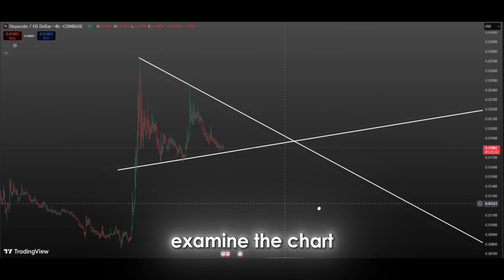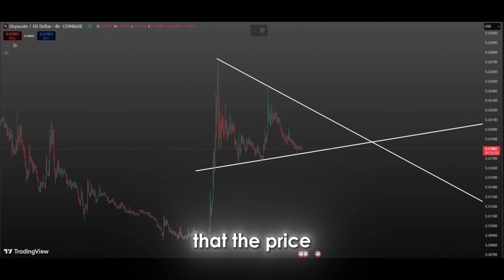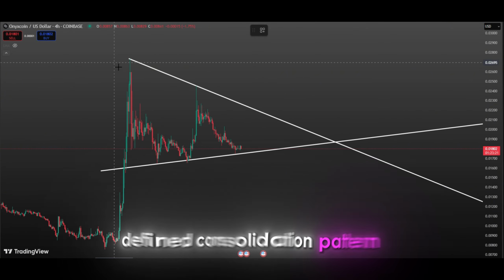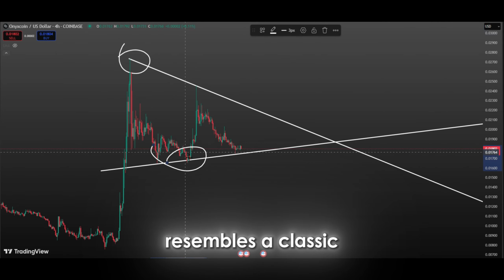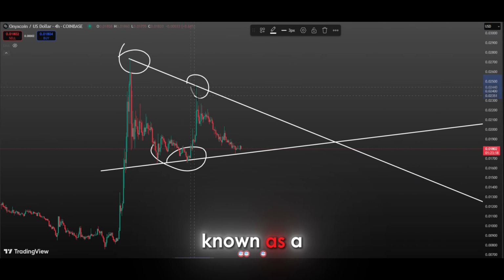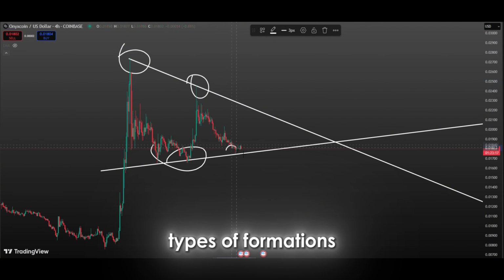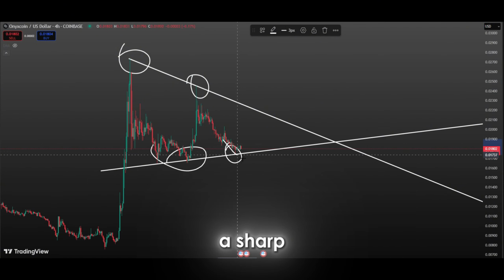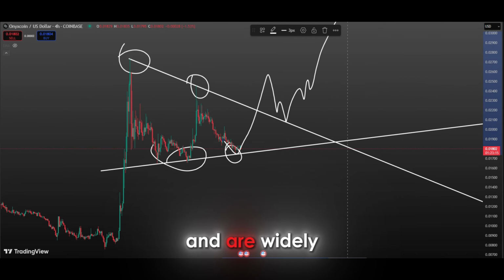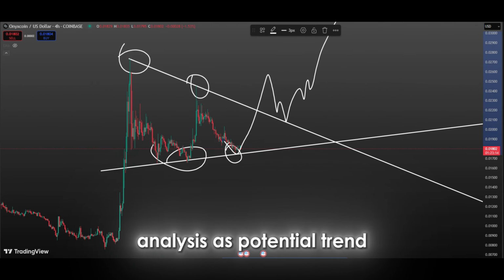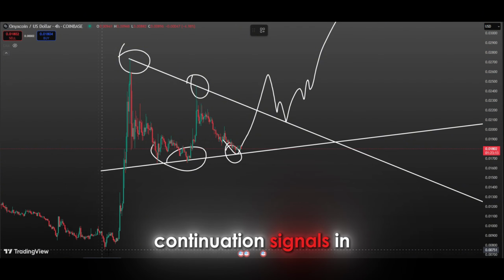When we closely examine the chart, it becomes evident that the price action is moving within a clearly defined consolidation pattern. This structure closely resembles a classic technical analysis formation known as a flag pattern. These types of formations typically appear after a sharp upward or downward move, followed by a brief period of pause, and are widely interpreted in technical analysis as potential trend continuation signals.